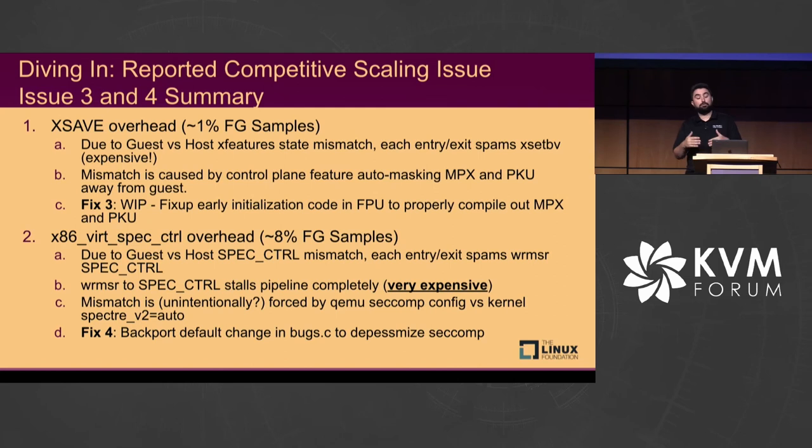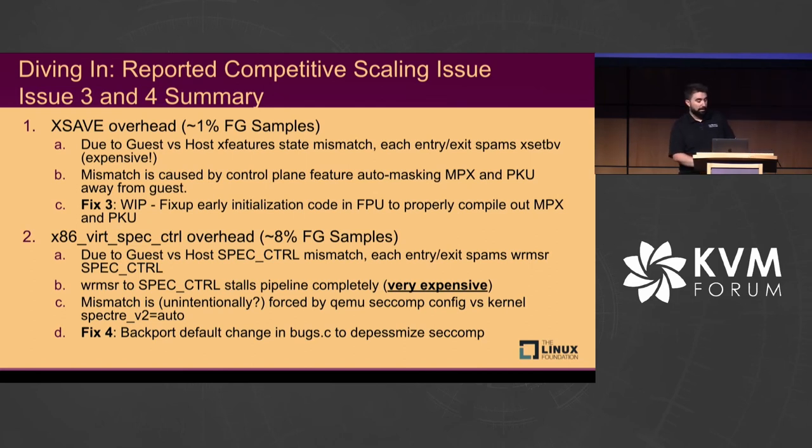So it ends up looking like, from the host perspective, that you have mitigations cranked all the way up. And even though the guest might have, you know, eIBRS and whatever configured, there will always be a mismatch and you will always have to do a write MSR. The really devious thing here is that when you do a write MSR to spec control, it completely stalls the CPU pipeline. So it has to flush everything, flush all the speculative holds and everything, and it's really expensive.